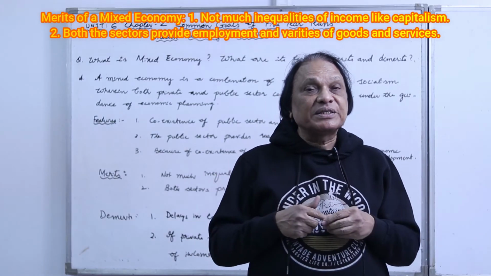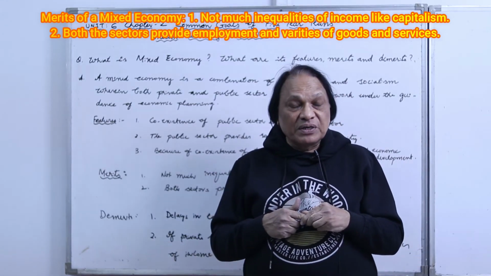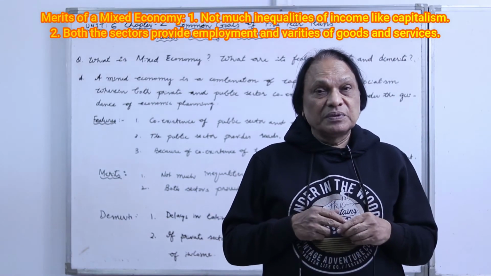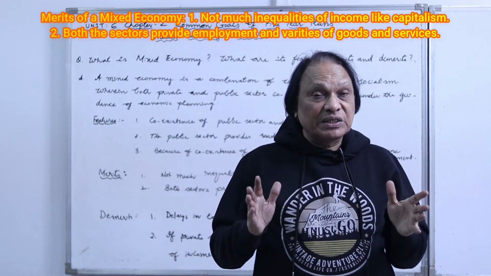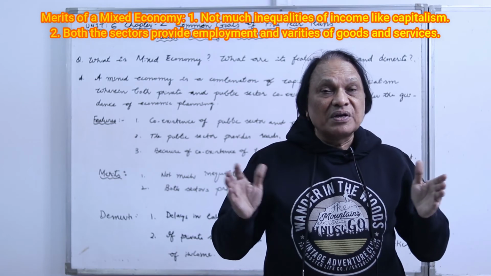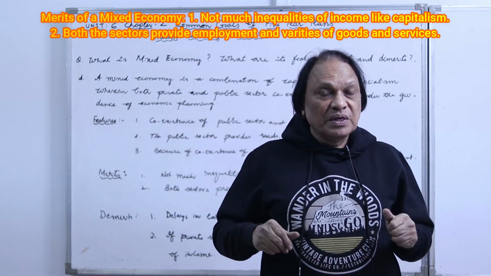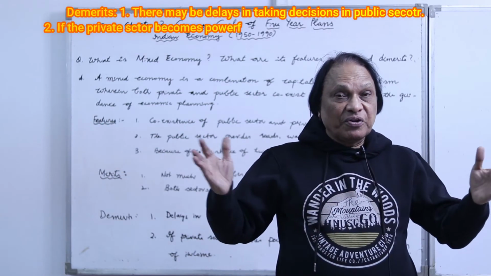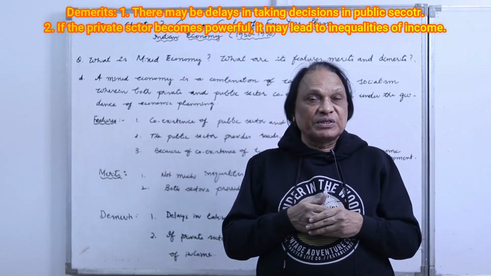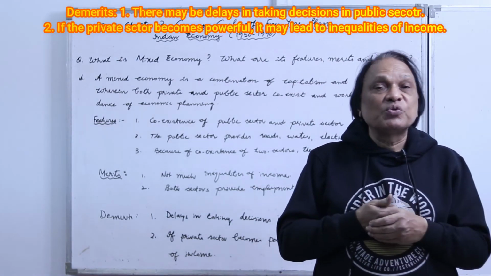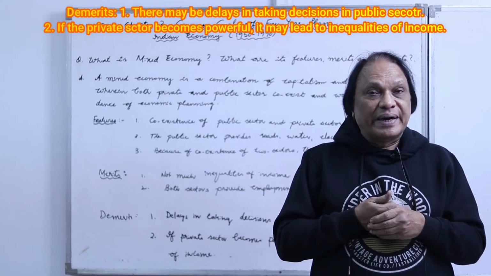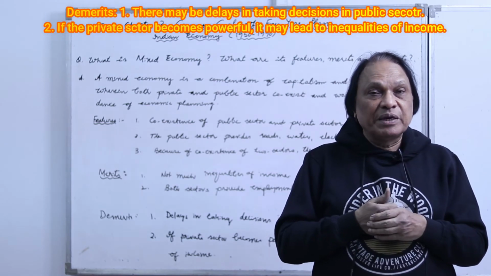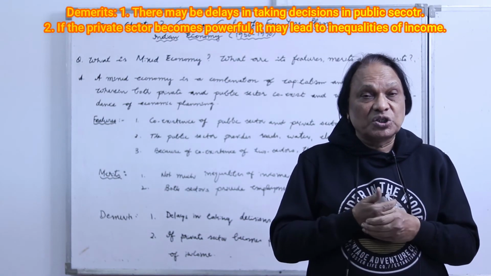So what are some merits? The first merit is, because there is a coexistence of both public and private sector, the economy grows very fast and there are fewer inequalities of income. It's not purely private sector, so there are fewer inequalities of income. But it has some demerits also. The first demerit is, if the private sector becomes too powerful, then it leads again to inequalities of income. Then it will gradually move towards capitalism. And in the public sector, decisions are not taken promptly, there may be red tapeism. That means delay in taking decisions in the public sector.